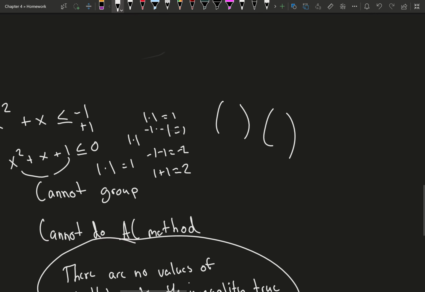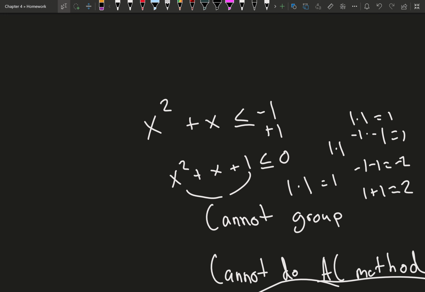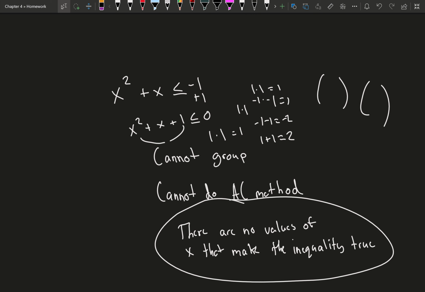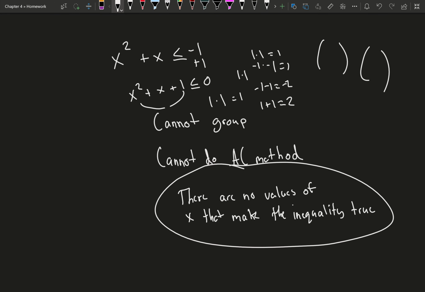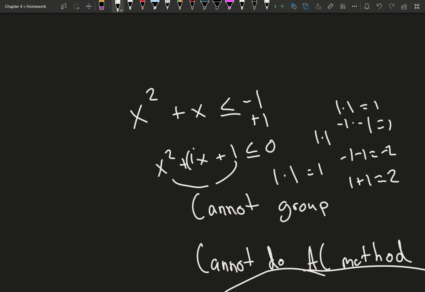Okay. A situation where it is different and where a lot of students can make mistakes is something like this, where it is unfactorable and you cannot do the AC method. What you would have to write for this is that there are no values of x that make the inequality true, because, judging by some of the work shown here, no matter what you do, it will either become -2 or +2, and those two are not equal to 1, as the coefficient for x is 1.